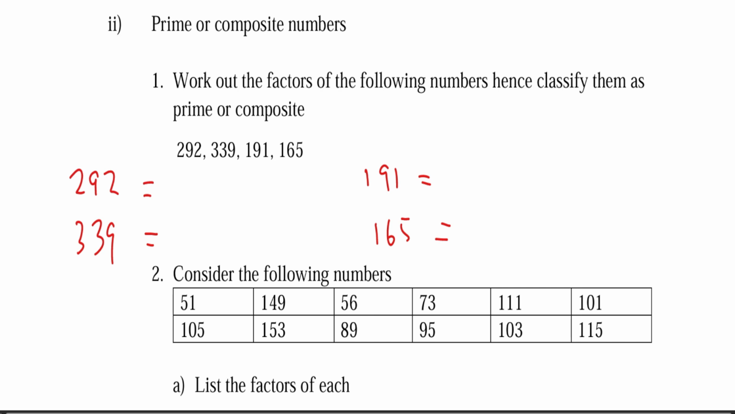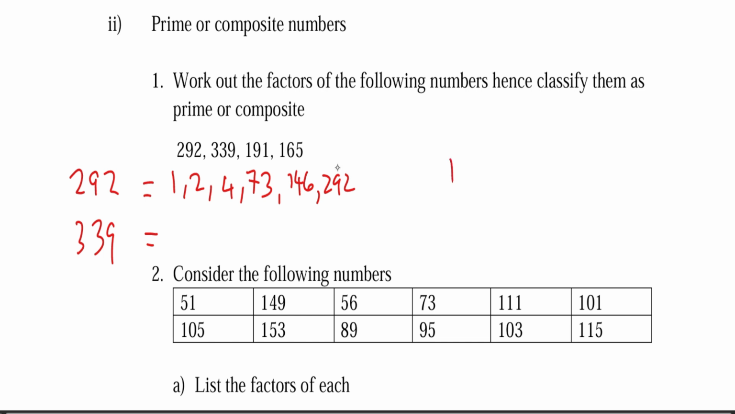So the factors of 292 are a lot. We have 1, 2, 4. You can divide by 73, because if you take 73 times 4, it gives you an answer. Also we have 146 as a factor, and also 292 itself. So in short, we have numerous factors.